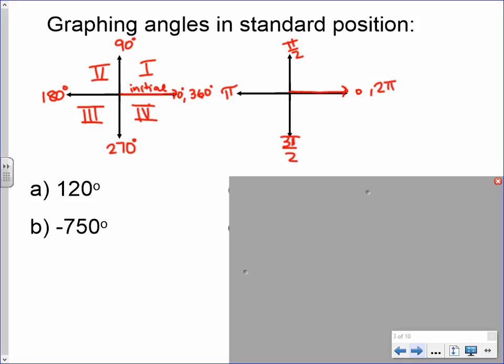We will start with 120 degrees. Okay. Finn, what quadrant would you say 120 degrees would lie in? 2. Is it closer to 90 or closer to 180? Okay. So here we would put our mark, and we're going to put that little curvy arrow to show that we rotated in that direction.